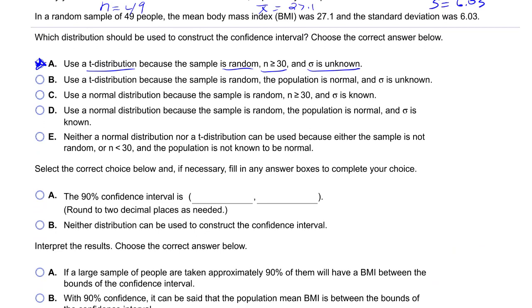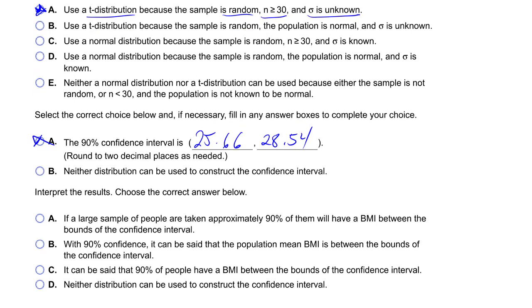Right, so we said 25.66 and 28.54. All right, and again, with 90% confidence, we can say that the population mean is in between these bounds.